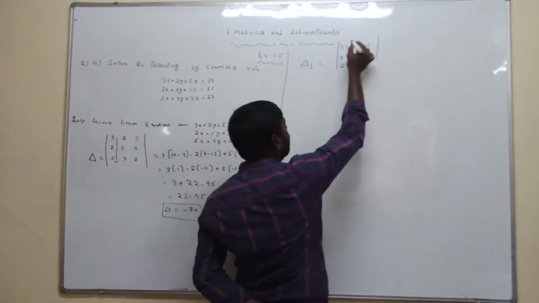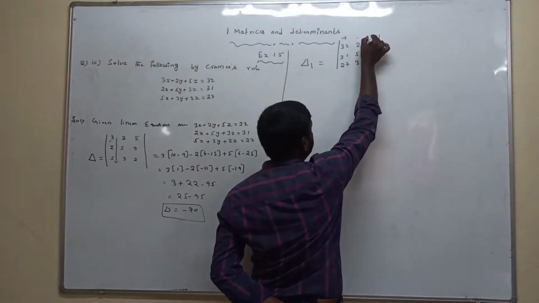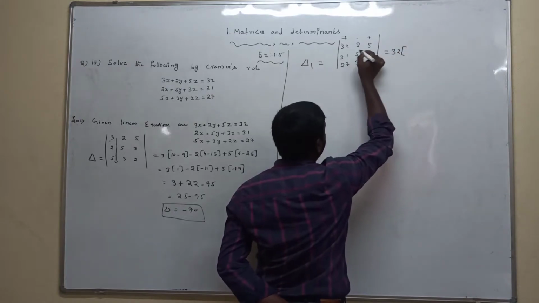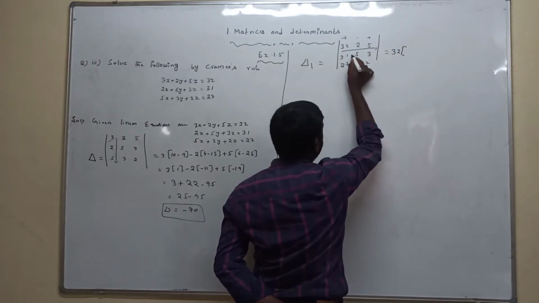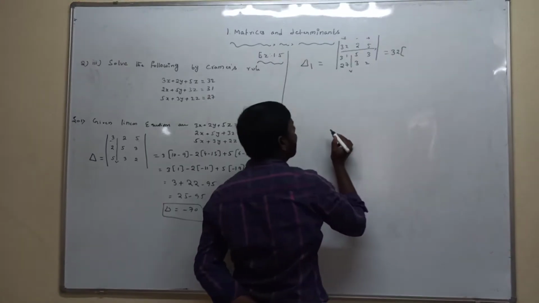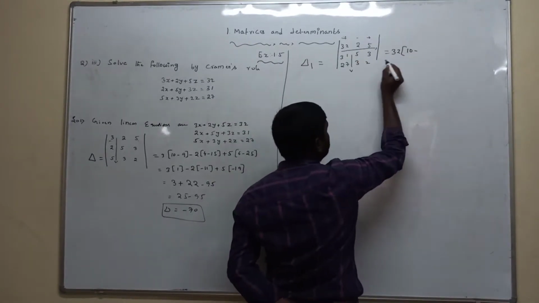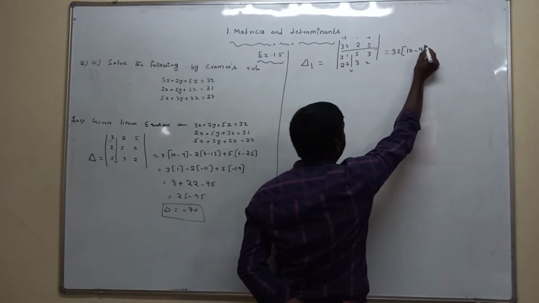That's why we consider the signs plus minus plus at the top. The first element is 32. The first row and first column of that 32 are eliminated. Cross multiply with the left-over elements: 5 into 2, 10, minus 3 into 3, 9.